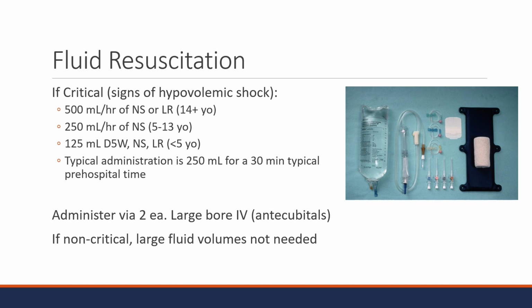2 large bore IVs, get them started in the field, get them ready. AC is the best way to go. Hands, remember you can't get as much into those. Try and get both ACs if you can, something like an 18. Not critical, no need to flood them with fluids. This can cause problems with the lungs, waste our fluids, and it really doesn't help that much. But if they are critical, you're seeing those signs of hypovolemic shock, go ahead and start getting fluids on board.